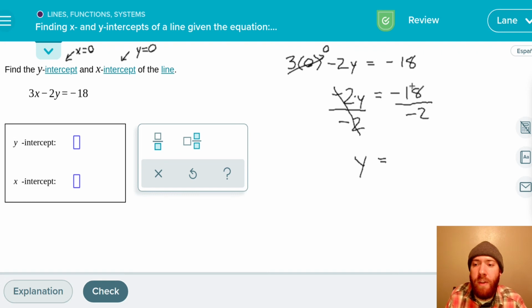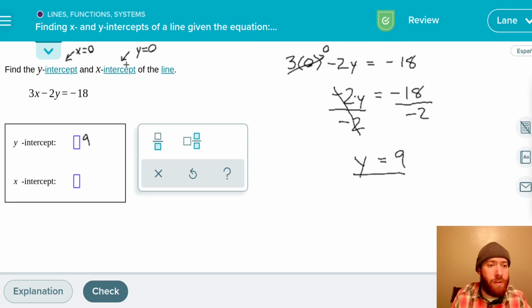Now what is negative 18 divided by negative 2? Our answer is going to be positive because we have a negative number divided by a negative number. And what is positive 18 divided by positive 2? What's half of 18? The answer is 9. So our y-intercept is going to be 9.